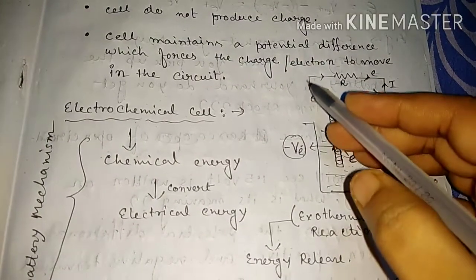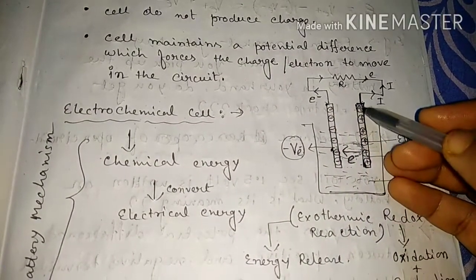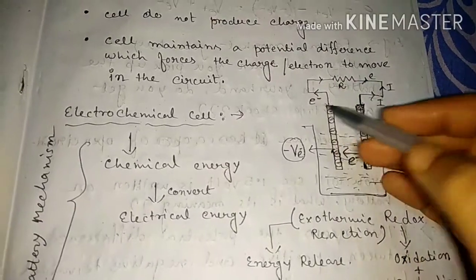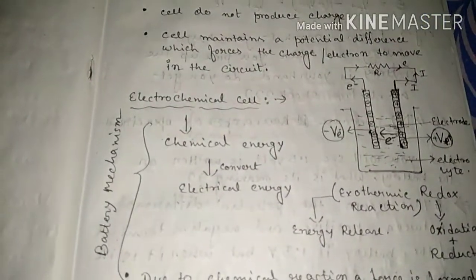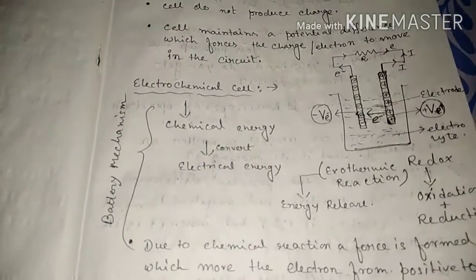So this is the electron's direction. So we can say that the current will flow from positive to negative direction. This is called the battery mechanism. Understood? Okay.